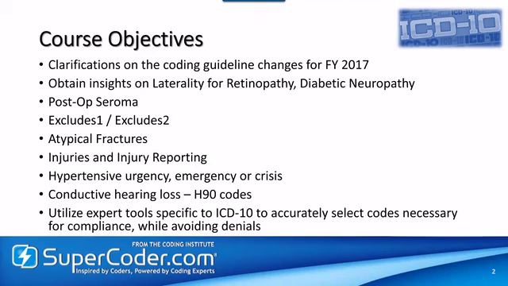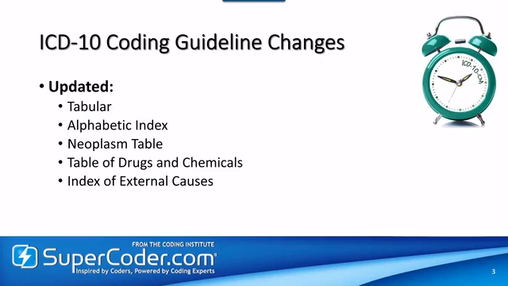As we know, coding guideline changes, there have been updates to our tabular, alphabetic index, the neoplasm table, the table of drugs and chemicals, and the index of external causes. We know that annually we have new codes added, revised, and deleted. With this being the first year of the federally mandated use of this new code set, since the freeze will be taken off, we now have to report on that higher level of specificity. CMS is no longer going to accept just our general codes out there.